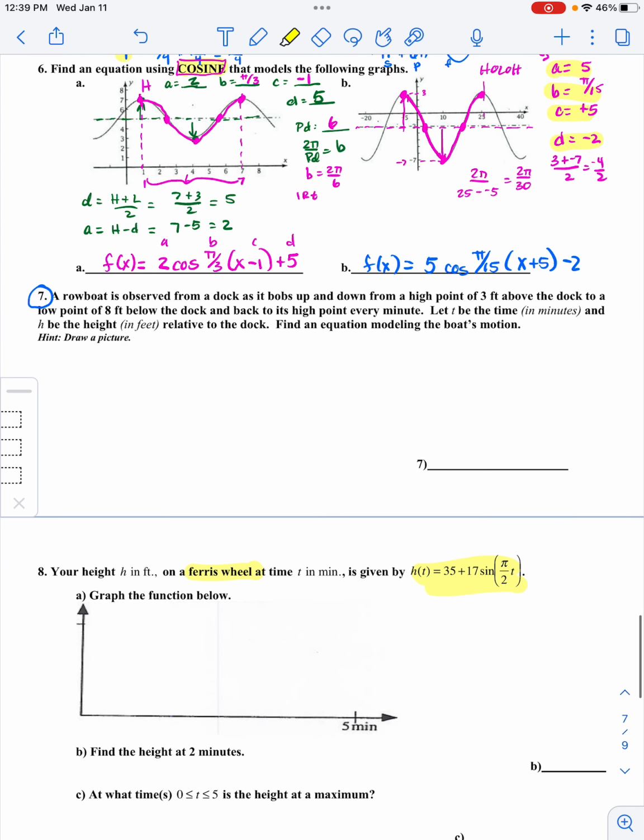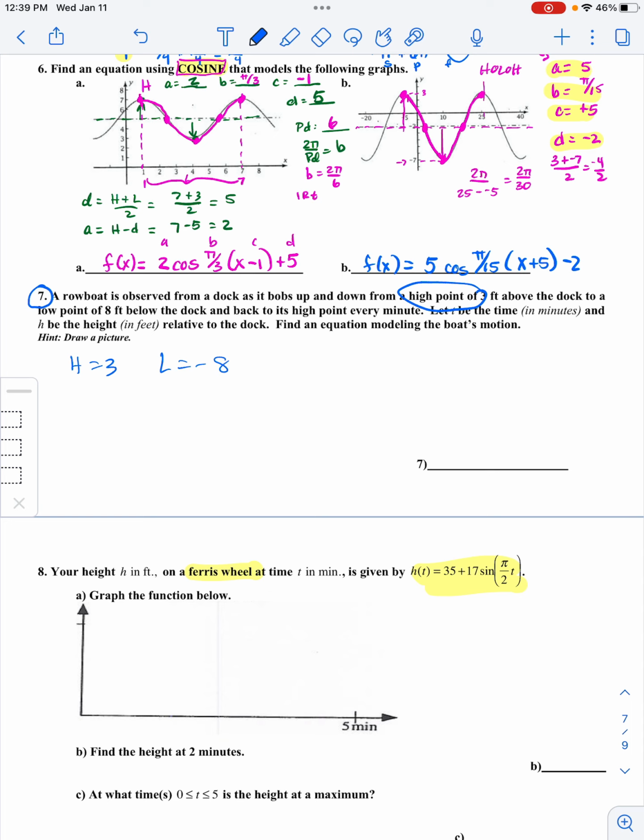It's hard to be me. All right, let's find out about this rowboat. Keep in mind that the pieces of information are the same. You still have to find all the pieces of information. A rowboat is observed from a dock. It bobs up and down from a high of 3 above the dock to a low of 8 below the dock. So my high is 3, and I would call the low -8 if the dock is like your 0 line.